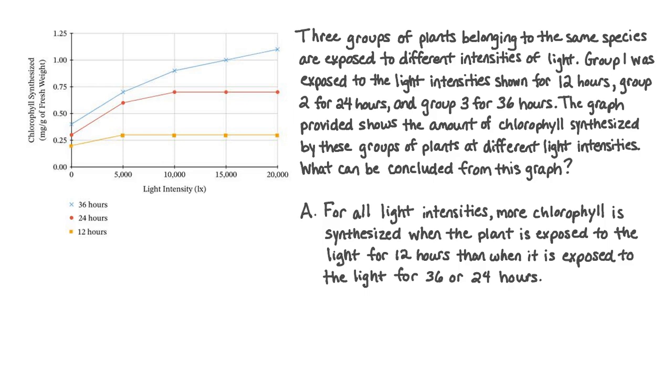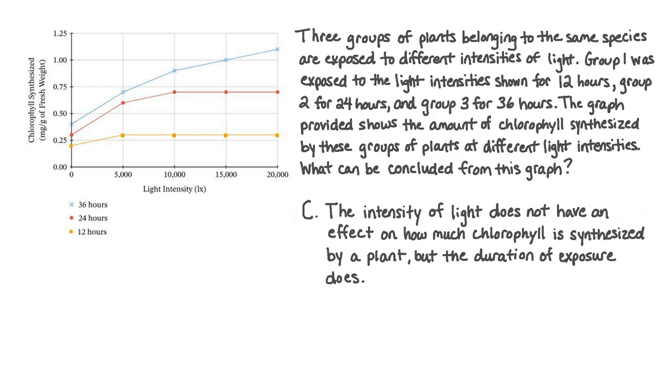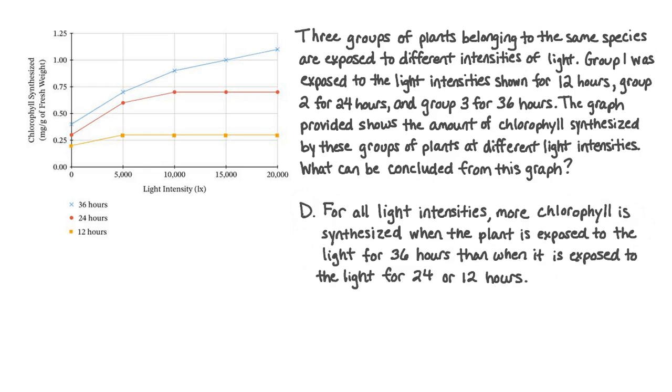A. For all light intensities, more chlorophyll is synthesized when the plant is exposed to the light for 12 hours than when it is exposed to the light for 36 or 24 hours. B. For all light intensities, more chlorophyll is synthesized when the plant is exposed to the light for 24 hours than when it is exposed to the light for 36 or 12 hours. C. The intensity of light does not have an effect on how much chlorophyll is synthesized by a plant, but the duration of exposure does. D. For all light intensities, more chlorophyll is synthesized when the plant is exposed to the light for 36 hours than when it is exposed to the light for 24 or 12 hours.